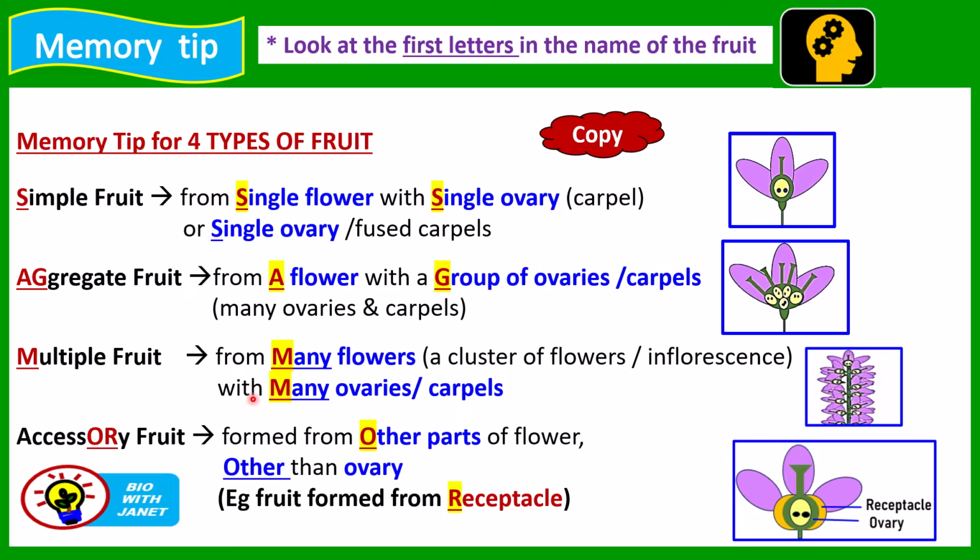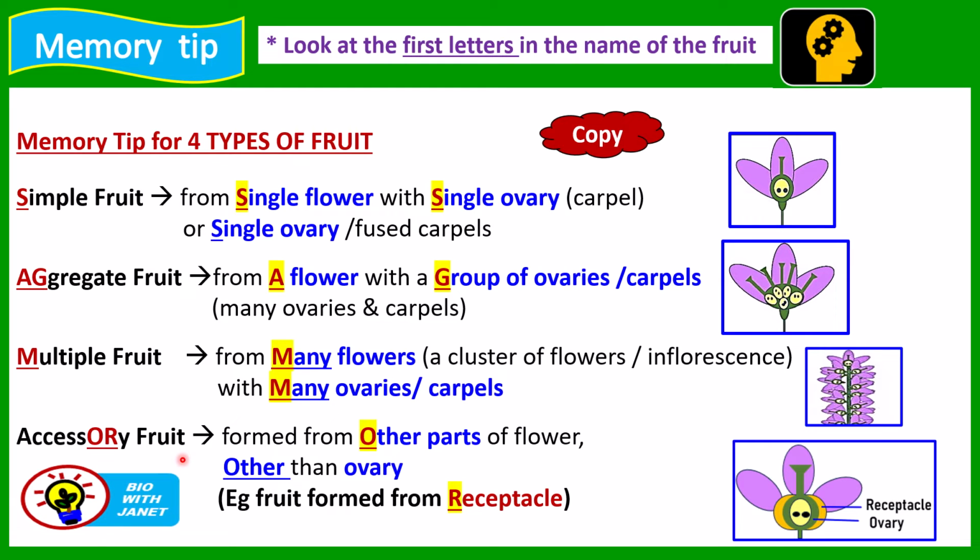And because there are many flowers, and if each flower has even just one single ovary, then there are many ovaries. So the whole structure forms a multiple fruit after fertilization. M for multiple fruit means that it's formed from many flowers with many ovaries. M for multiple and M for many flowers, many ovaries.